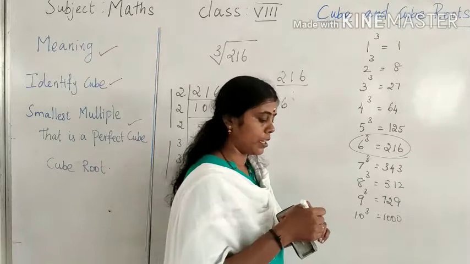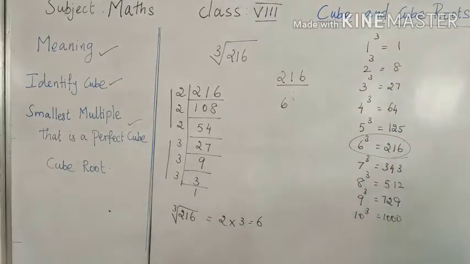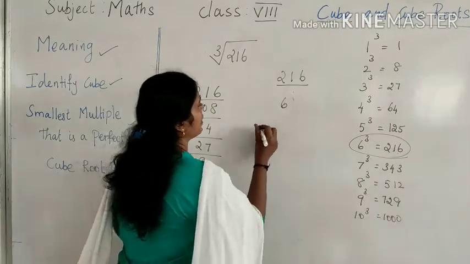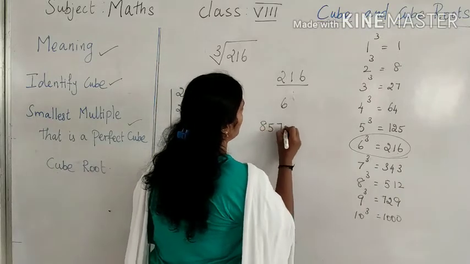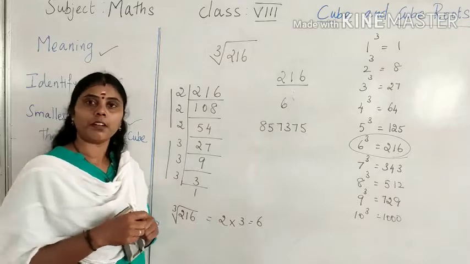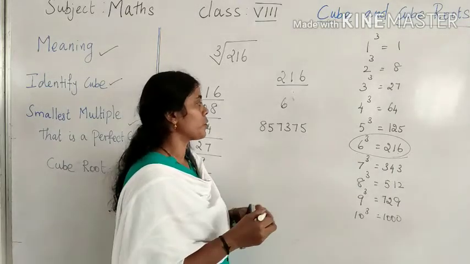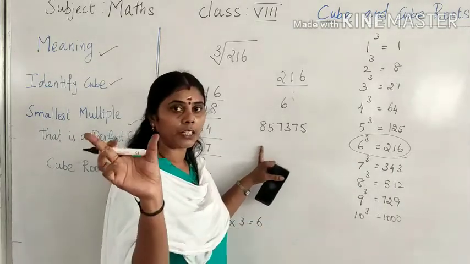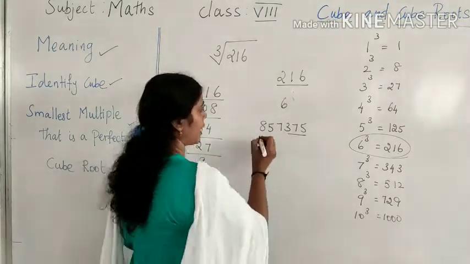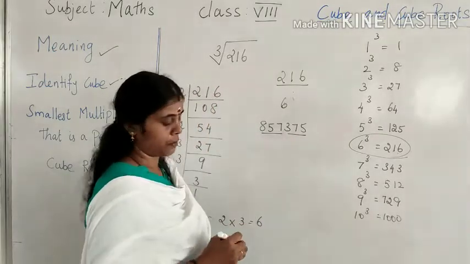Suppose bigger numbers are there. How to find out if it is a bigger number? For example, I have taken one bigger number. See, 857375, exact 3, 3 pattern, like that I have taken one number. So first what we have to do? We have to make the group, right? 3 numbers as 1 group, again next 3 numbers as 1 group.